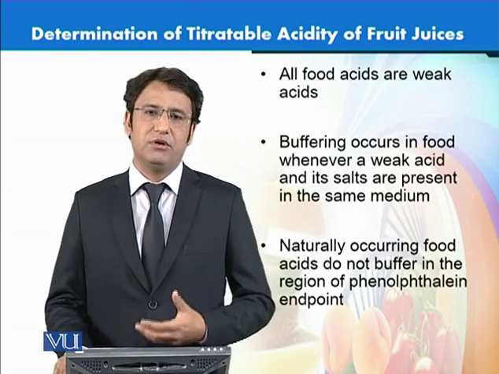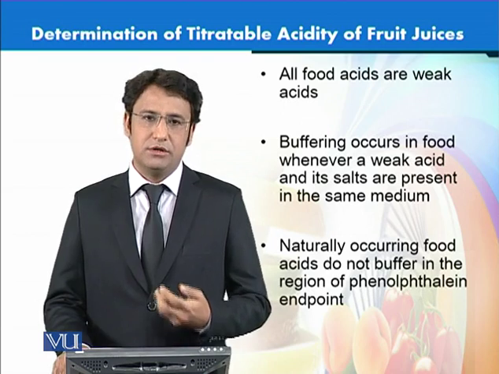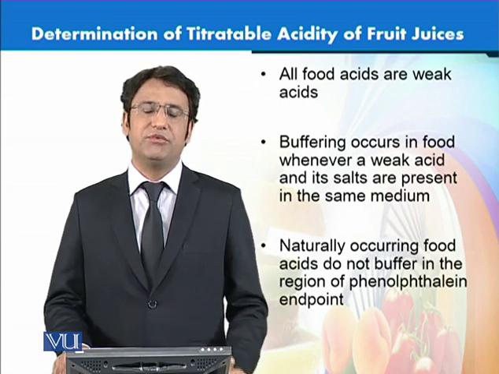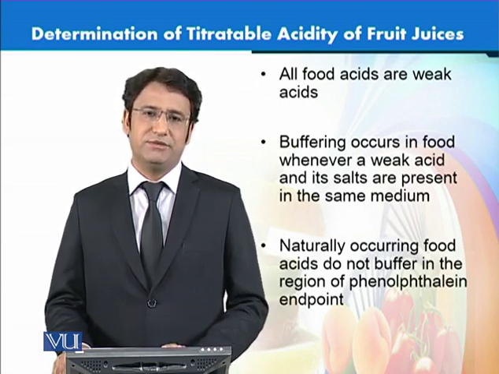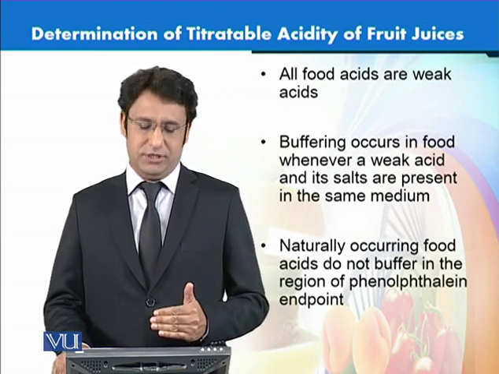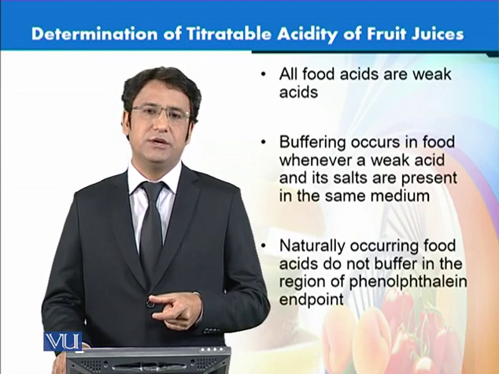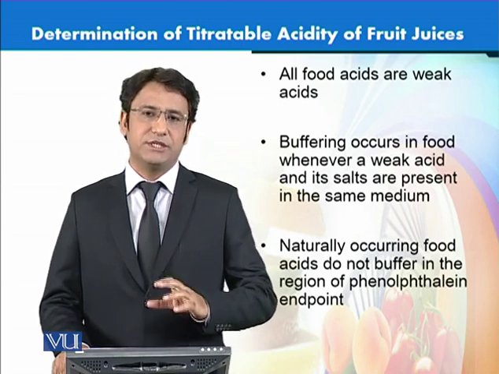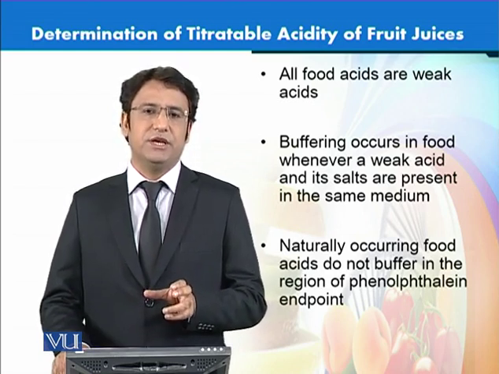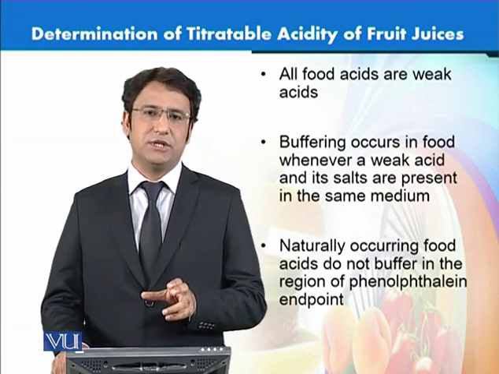If we talk about the chemistry of food acids, they are all weak acids, and they would have their relevant salts present in those fruits at the same time as well. And these salts would have a buffering action on these fruit products or fruit-based products. But at the time of the indicator endpoint, for example the phenolphthalein endpoint, because we have consumed most of the acid present in the food sample, the buffering action is not visible, or doesn't happen, at the pH range in which phenolphthalein would change its color.